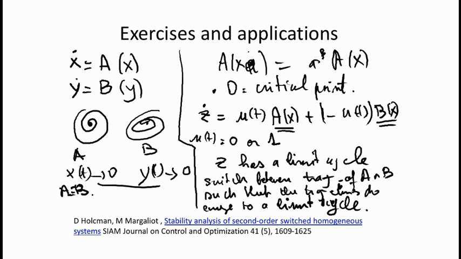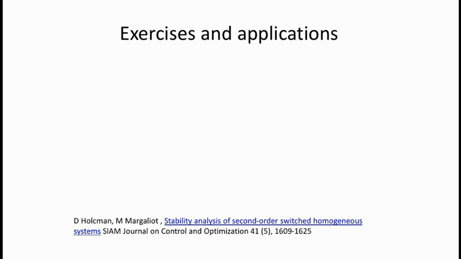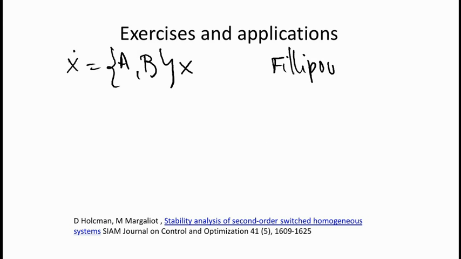And once you have this condition, which is that A has to be quite different from B, the question you would like to see is how do you find u of t? All right, so for this switching x dot equals A or B x, this is a classical problem of switched systems, which has been addressed by Filipov, by many authors.